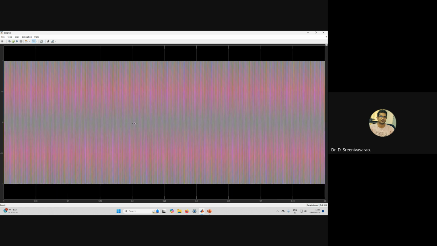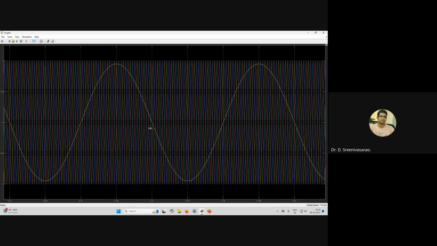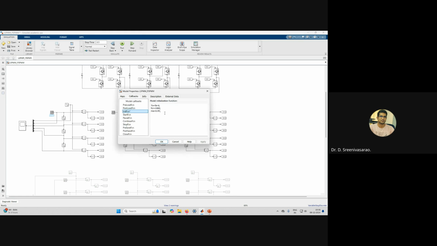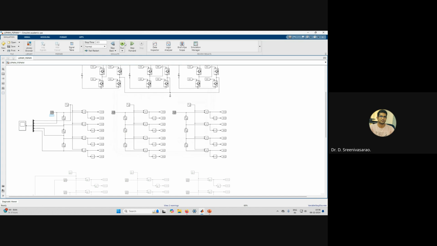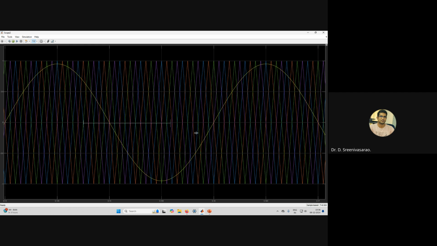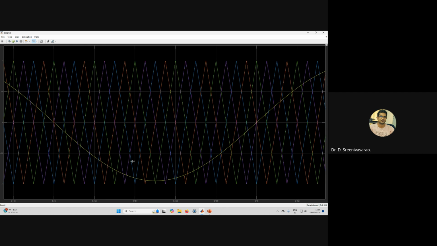I will show you one modulating cycle. You can see here. I will reduce the carrier size so that you can clearly see. I will just make it 500. You can see the carrier arrangement, right?